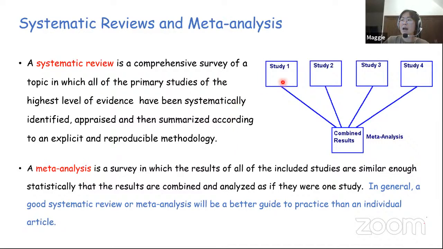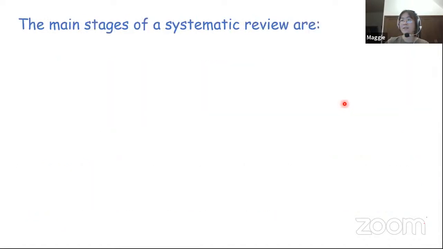Briefly, others perform different experiments on the same topic. Then, after analysis, you can combine some of them into a big study to get a more reliable result. So in general, a good systematic review or meta-analysis will be a better guide to practice than an individual article because they have different models to combine different experiments. So they are supposed to be more reliable for this field. This is the systematic review and meta-analysis.